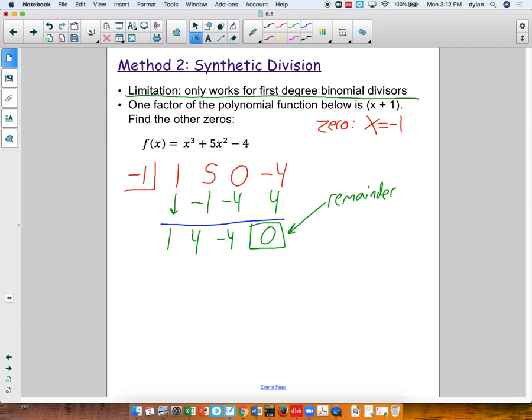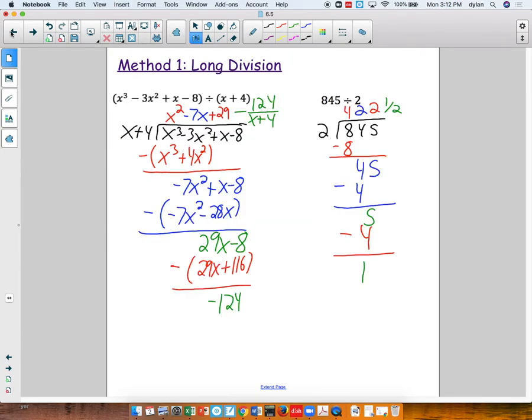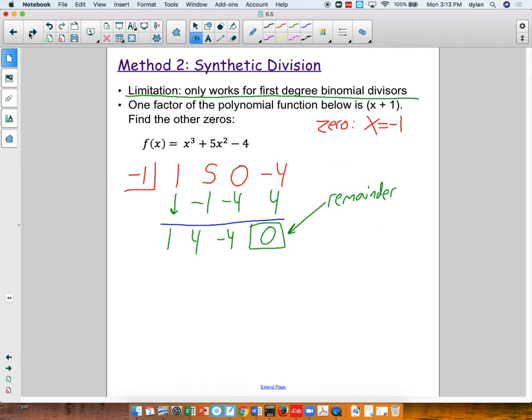So this doesn't really look like anything, but the 1, 4, and -4, that's the polynomial result from the division. In other words, if I go back a slide for a second, remember how when we did the polynomial long division on the left, our result was x squared minus 7x plus 29 with the remainder? The x squared minus 7x plus 29, that was the result of the long division. In this case, the 1, 4, and -4 are the coefficients of your result. So your result would be 1x squared plus 4x minus 4.